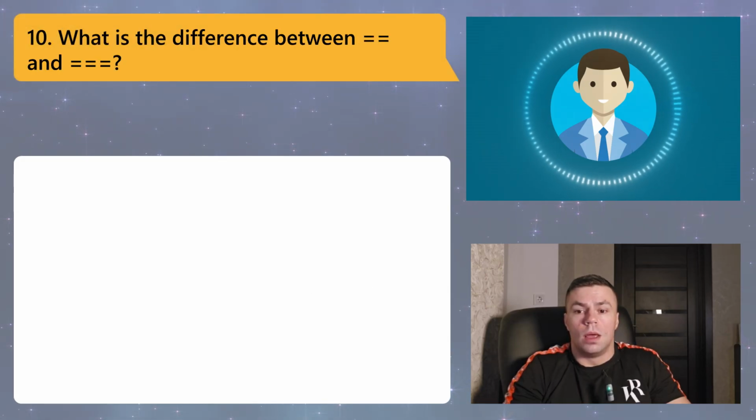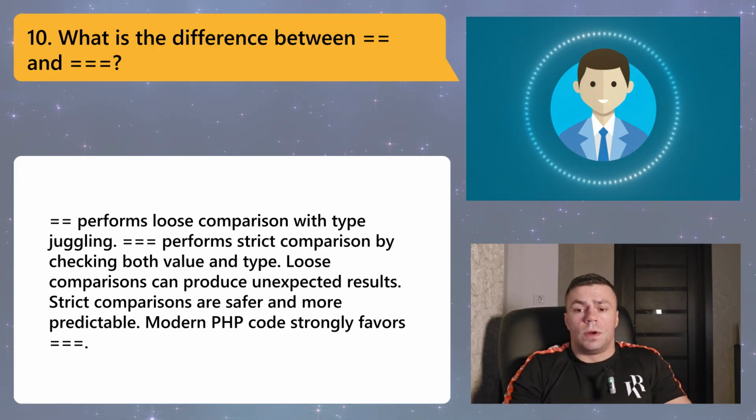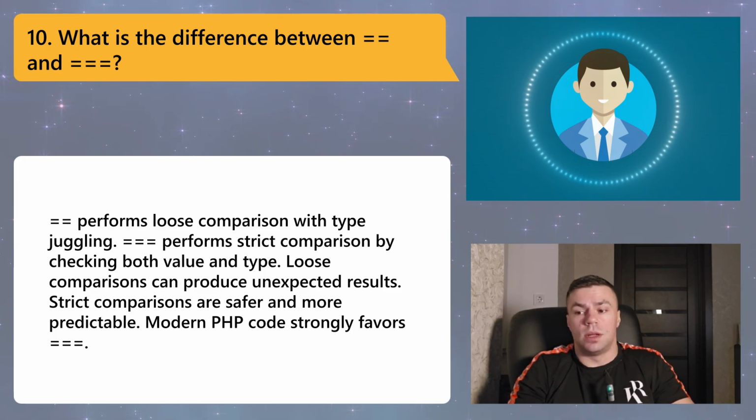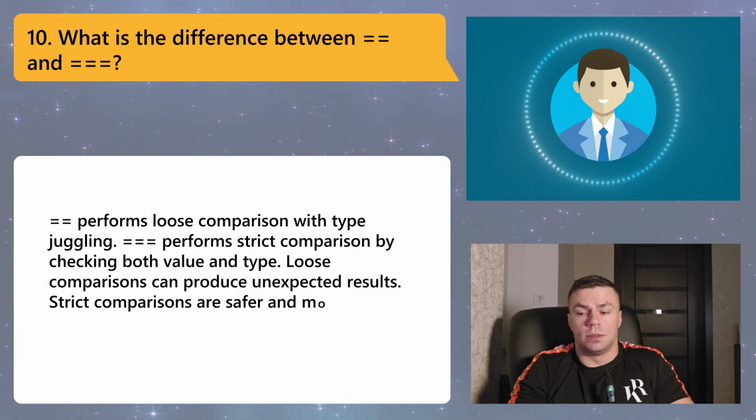What is the difference between == and ===? Double equals performs loose comparison with type juggling. Triple equals performs strict comparison by checking both value and type. Loose comparison can produce unexpected results. Strict comparisons are safer and more predictable. Modern PHP code strongly favors strict comparison.